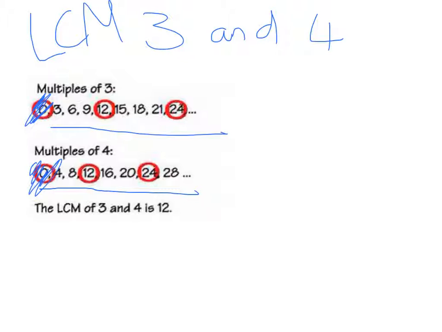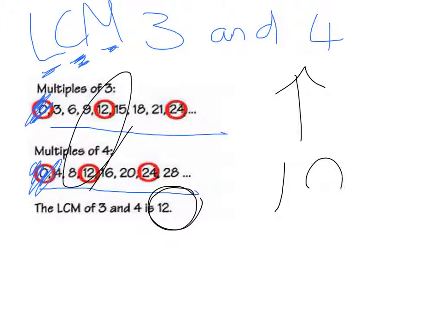Then all I'm looking for is the first number that they both have. So the lowest number, lowest meaning smallest, common meaning they have in common, so that they've got the same, and multiple being the times table. So the first times table that both 3 and 4 have got that's the same is 12. So the lowest common multiple of 3 and 4 is 12.